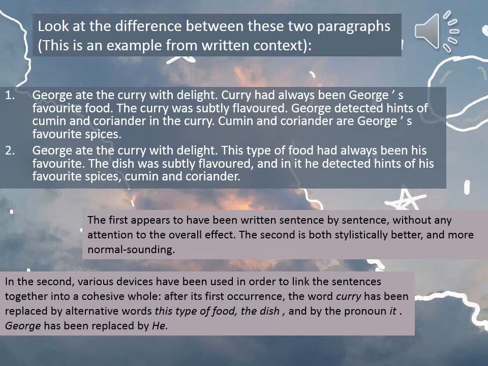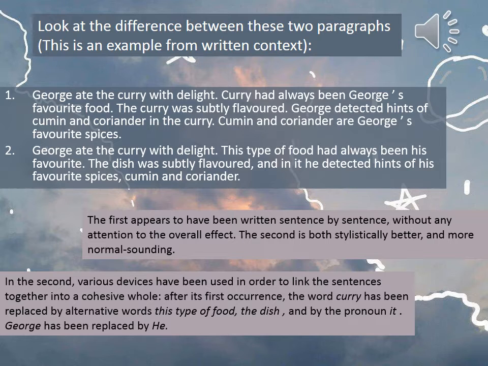Look at the difference between these two paragraphs. This is an example from written context. The first paragraph: George ate the curry with delight. Curry had always been George's favorite food. The curry was subtly flavored. George detected hints of cumin and coriander in the curry. Cumin and coriander are George's favorite spices.